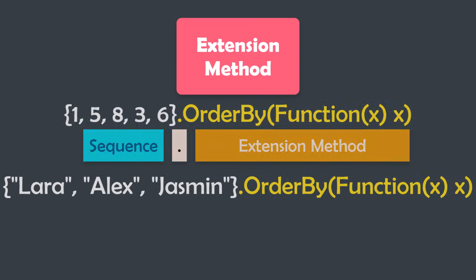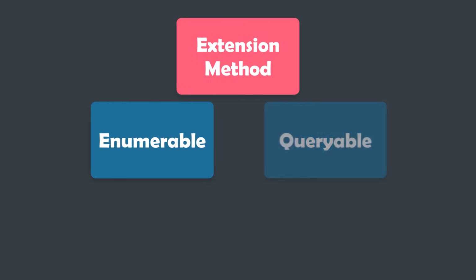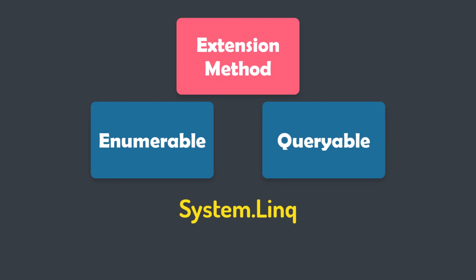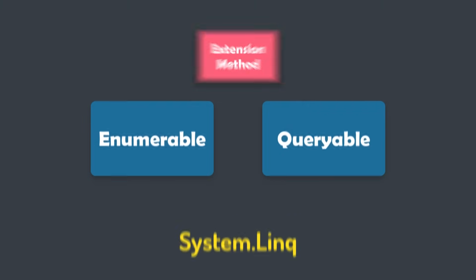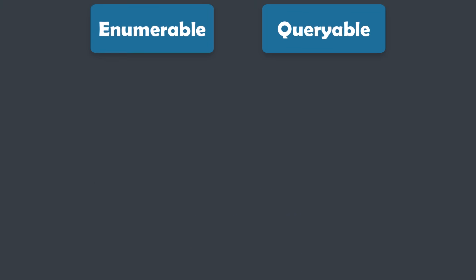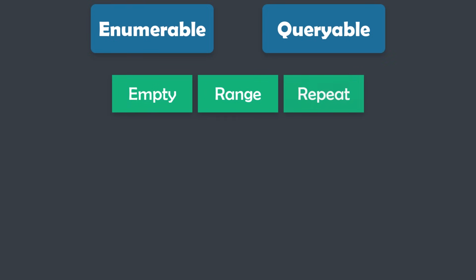As mentioned in the previous video, both Enumerable and Queryable classes are available in the namespace System.Linq. It means you have to use this namespace in your project, so that you will be able to use all extension methods of both classes. Most methods under these classes are extension methods, but we also have some methods which are not extension methods. These are the following methods.